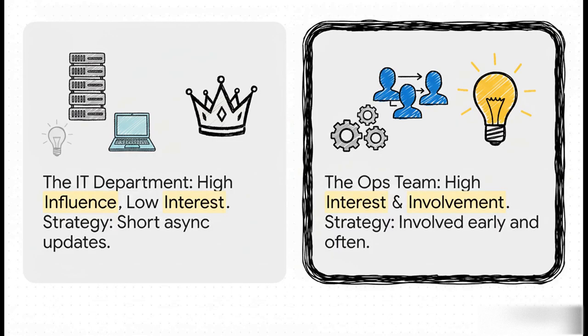And here is the strategy in action. The IT department, they had a high influence. They had to build the thing, but pretty low interest. They just needed it done. So the strategy for them was short, asynchronous updates, no boring weekly meetings. But the operations team, the people who would actually use the system, they had super high interest and high involvement. So they were brought in early and often. See? 2 different groups, 2 totally different, tailored game plans.